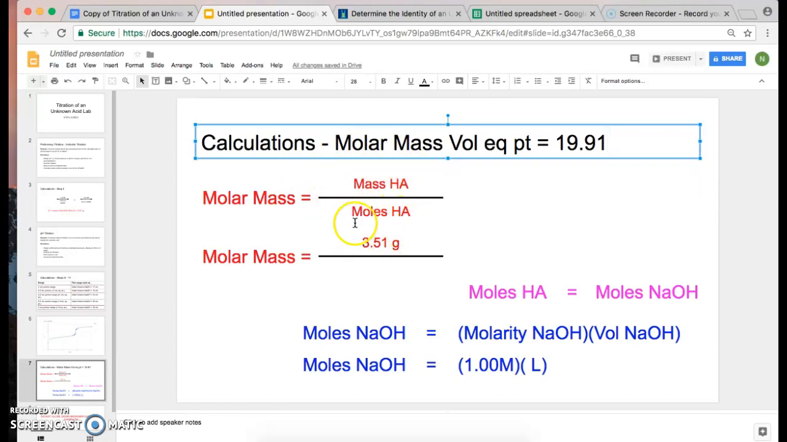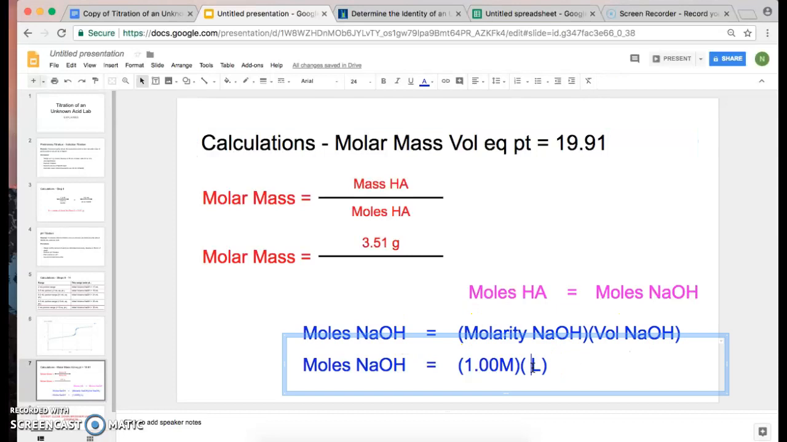The mass we got from the experiment, we used 3.51 grams, so I can plug that in, but I need to find the moles of the acid. The cool thing is, since this is a 1-to-1 ratio of acid to sodium hydroxide, the moles of acid equals the moles of sodium hydroxide. So I can use this volume and the molarity of the sodium hydroxide, remember it was a 0.1 molar solution, to calculate the moles. Moles of sodium hydroxide equals the molarity times the volume.